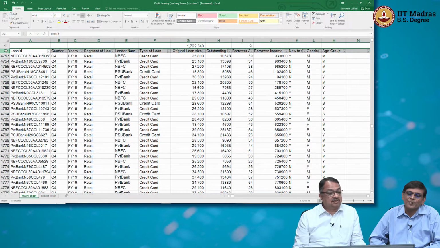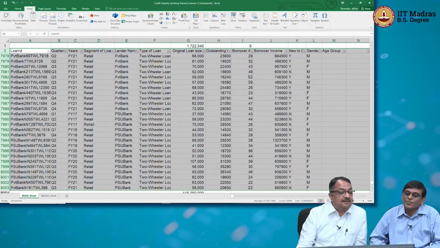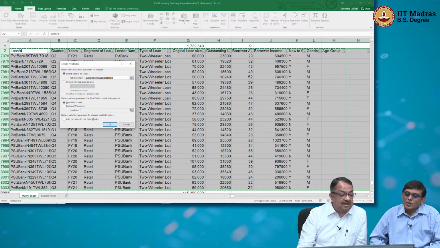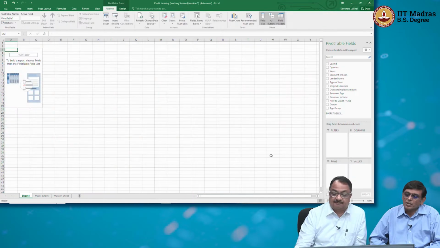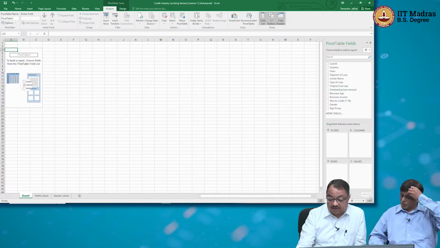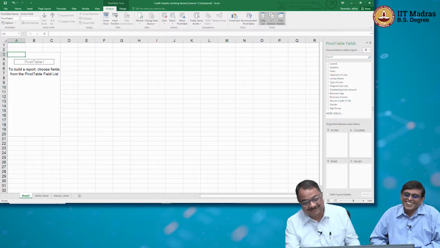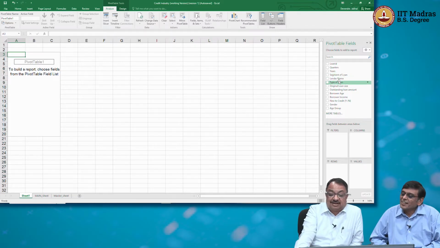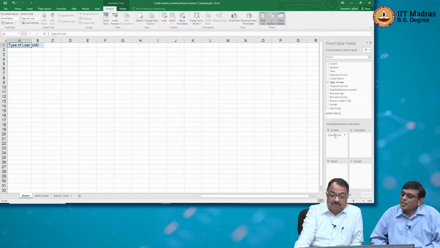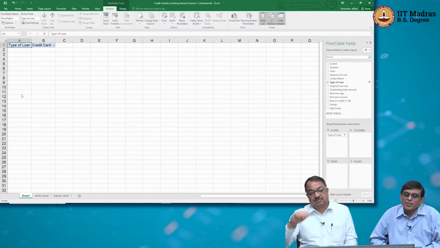And I will select from here to 8003. Insert a pivot table and I'll do it in a new worksheet. Now we want to analyze only credit cards. Okay, that should be the default setting. So we'll take card type of loans as a filter, and say credit card. Okay, now tell me, what do you want to analyze?